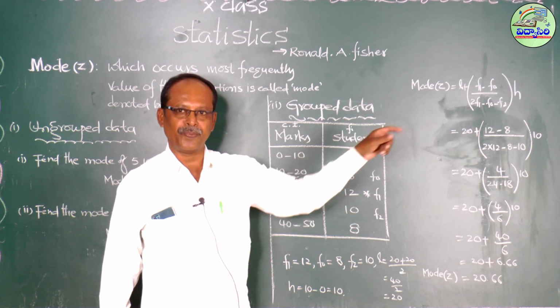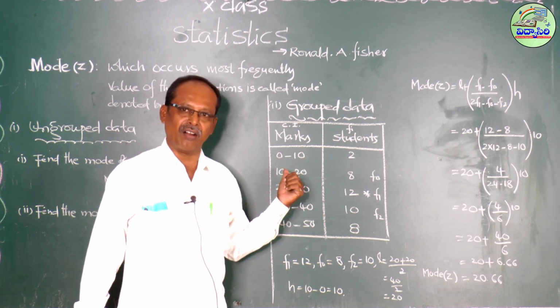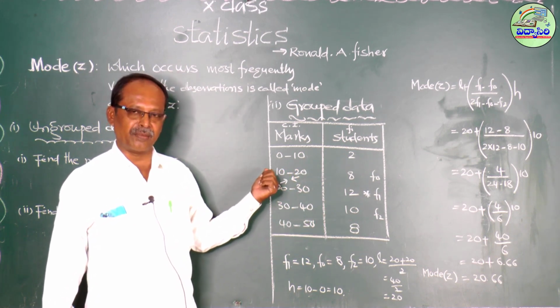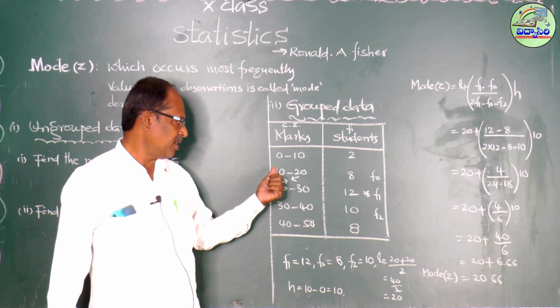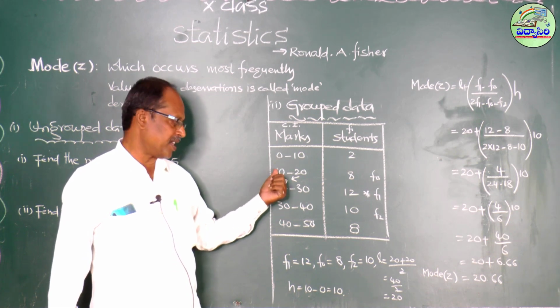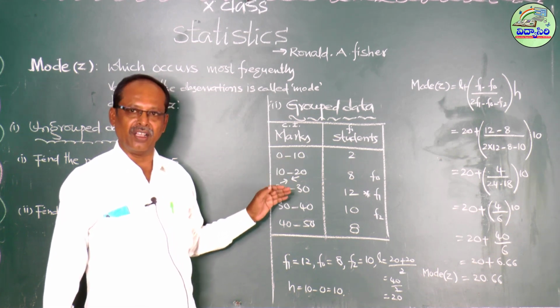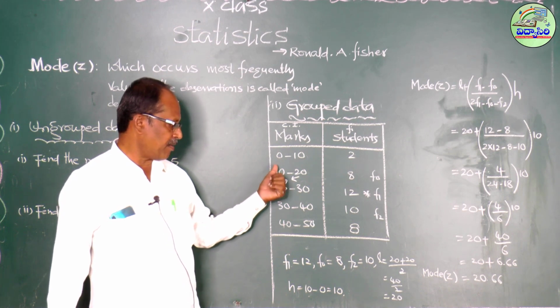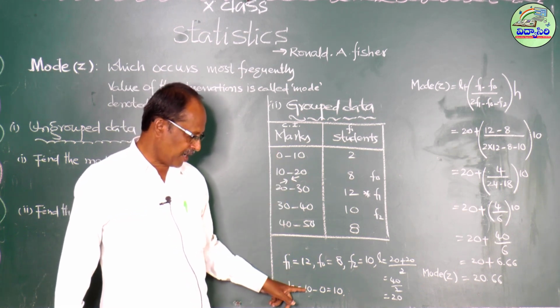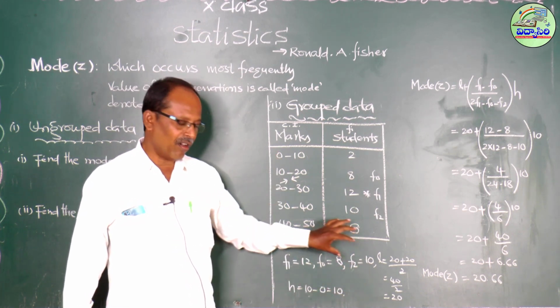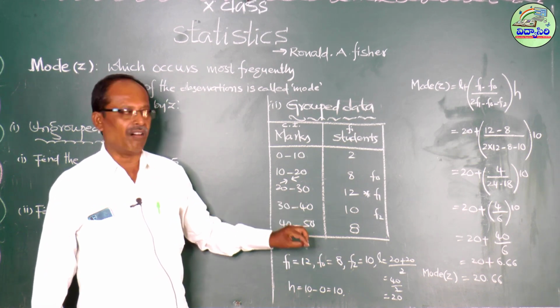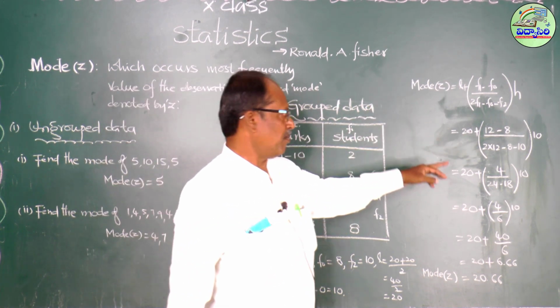Next, H, the difference between boundaries. 10 minus 0, 20 minus 10, whatever it may be, all are the same. That's why 10 minus 0 is 10. All the values are there, so substitute all these values in this formula.